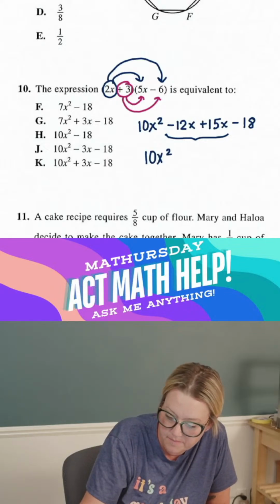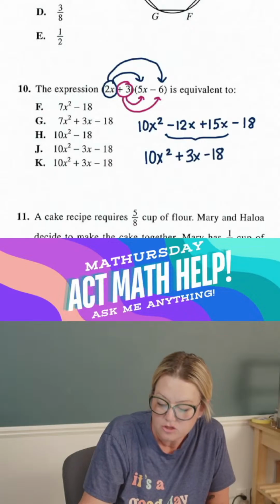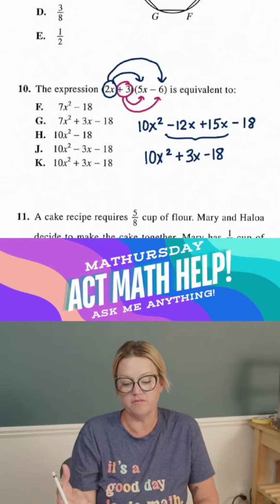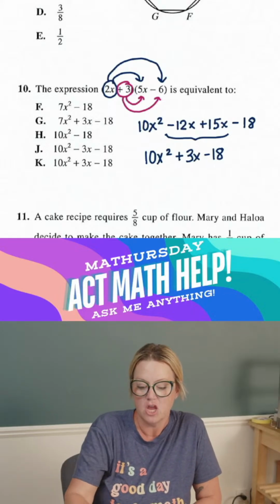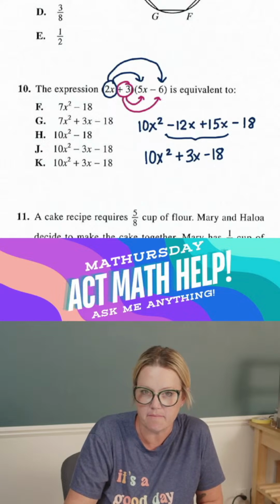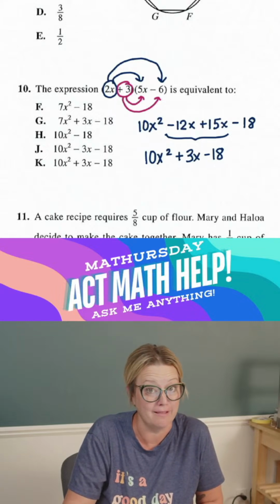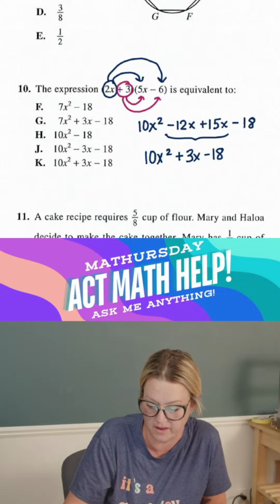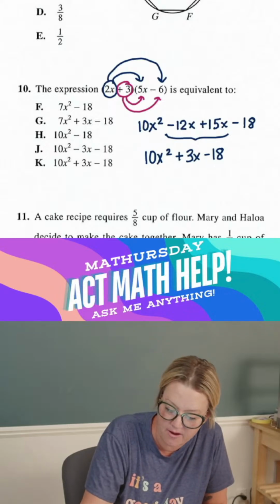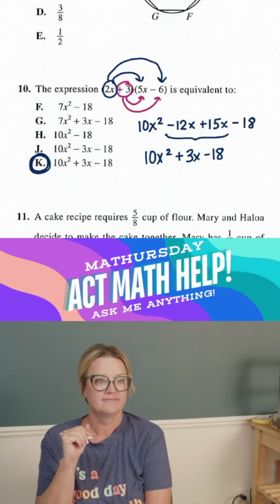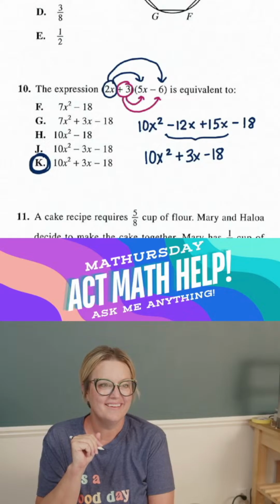So I have 10x squared plus 3x minus 18. This is a good example of one where you just kind of have to solve it and then find the right answer, because starting out with these, it wouldn't really make any sense, since you could justify a lot of these if you weren't quite sure about foiling those together. Okay, so 10x squared plus 3x minus 18. So we've got K right here. There we go.